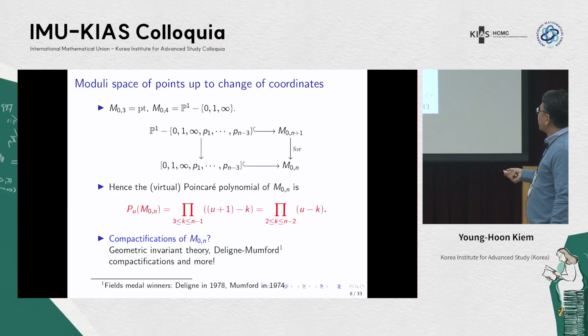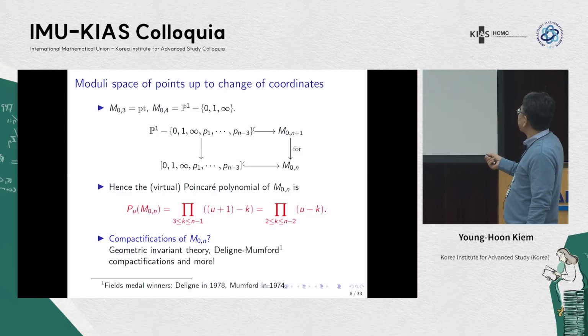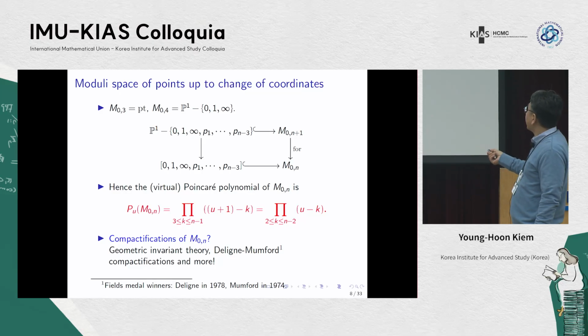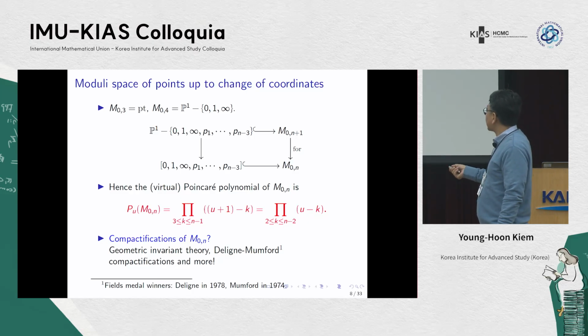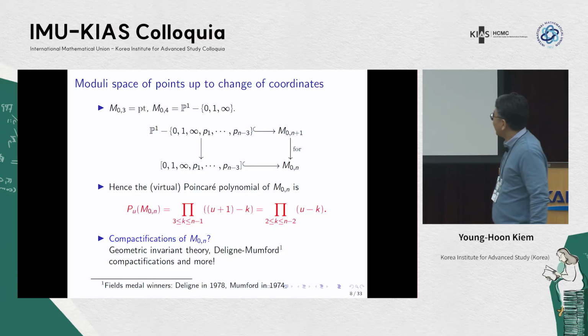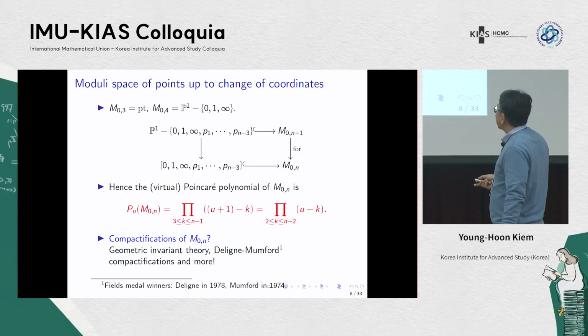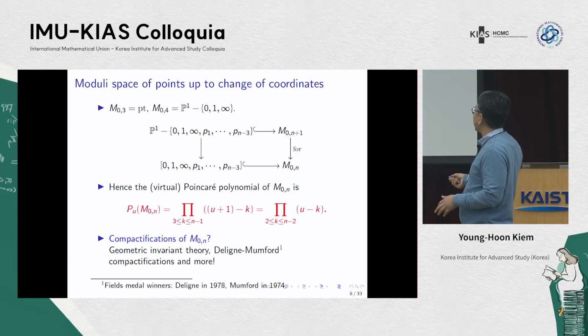The Poincaré polynomial you can assign to M_{0,n} is the product of these guys. This guy times this guy, right? The Poincaré polynomial of this guy is that of P^1 minus n points, and then the Poincaré polynomial of this guy. By induction, we find that the Poincaré polynomial of M_{0,n} is the product of (u minus k), where k runs from 2 to n minus 2. Okay, so that's good.